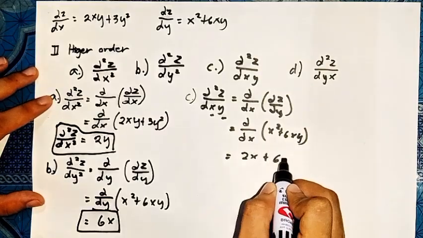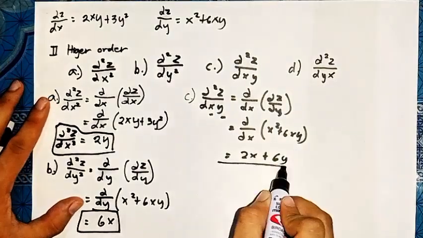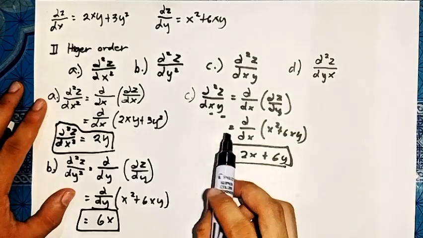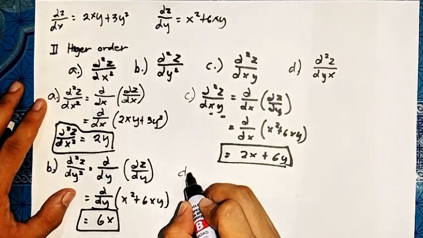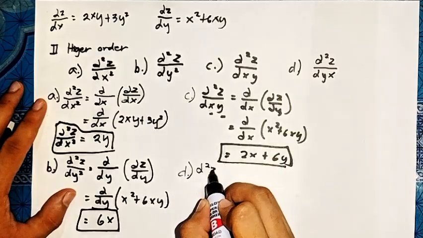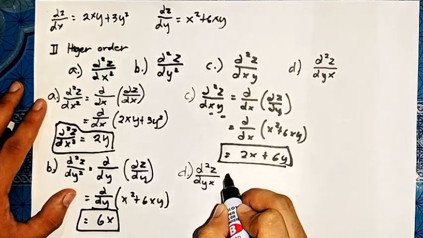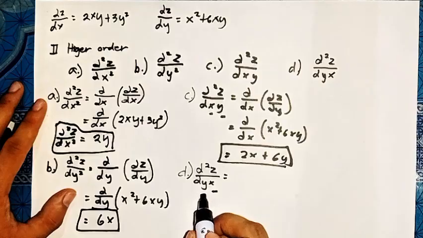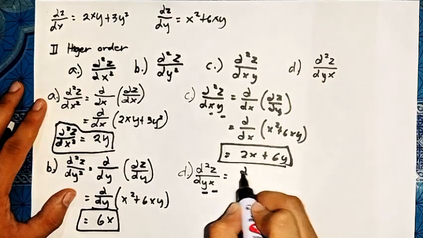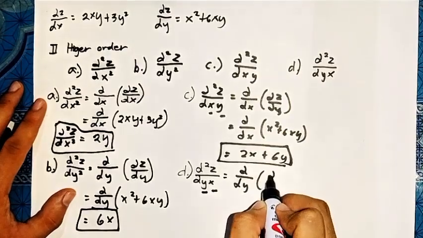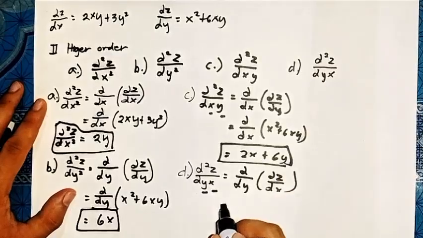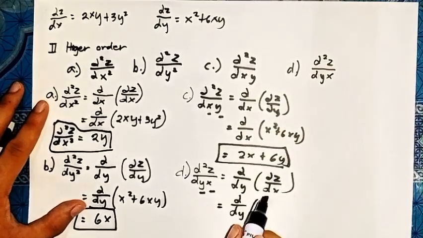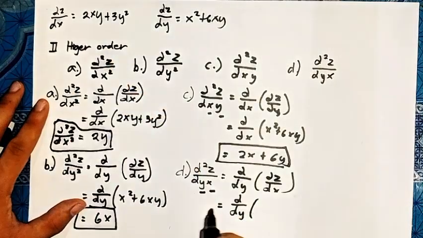So we have 6y. This is now the partial squared z over partial xy. How about d, the last one? We have partial squared z over partial yx. Now, we will derive the function first by x and second by y. So meaning, partial of y times partial z partial x. So, partial of y. This is, partial z partial x, this one, 2xy plus 3y squared.